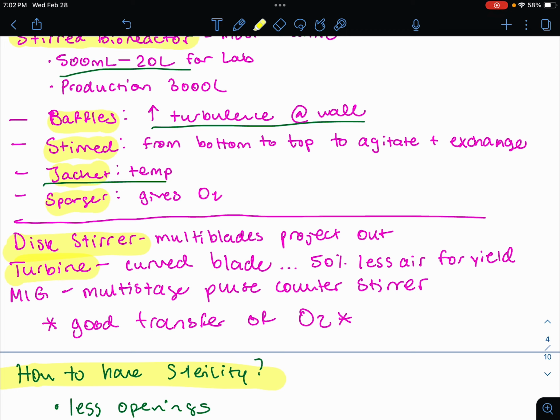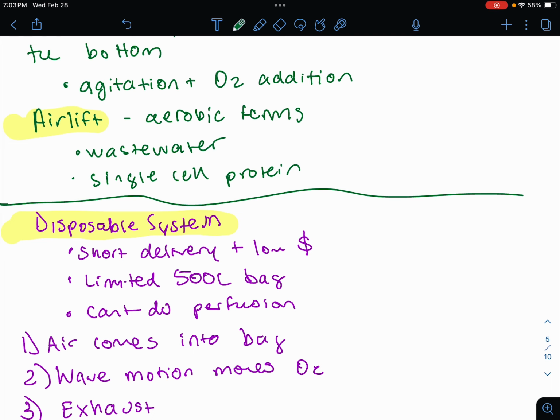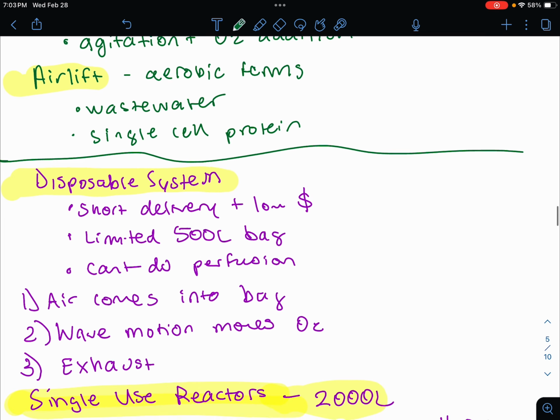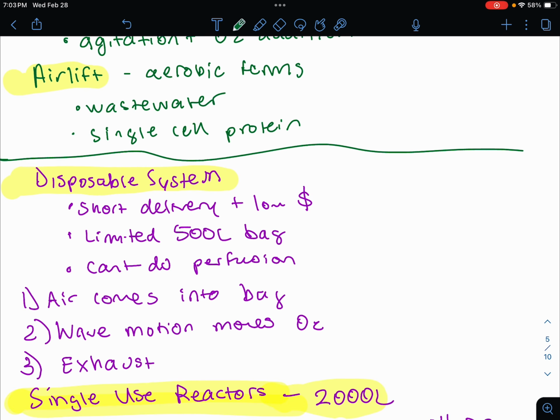The bubble column reactor is where you have air or gas introduced through the sparger at the bottom of the fermenter, and then the flow rate of gas or air influences the exchange of oxygen as well as the agitation. All right, now let's look at the airlift bioreactor. So the applications would be for aerobic fermentations. We have high efficiency. It's also used in wastewater treatment as well as in single cell protein production. That's going to be your airlift.